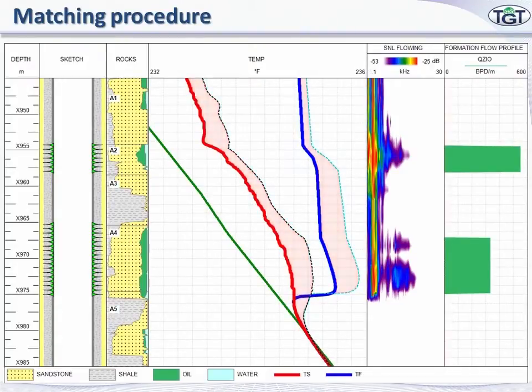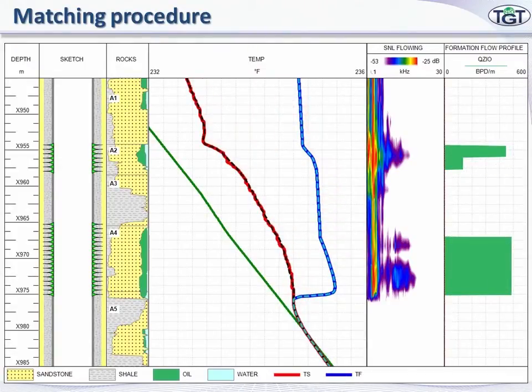The dashed lines are not matched in these measured logs. This means these production rates are not okay, they are wrong. We have to change them. Now let's look at a temperature response in the case when less production goes from the top part and more from the bottom part. And now we can see a perfect match with the measured logs.